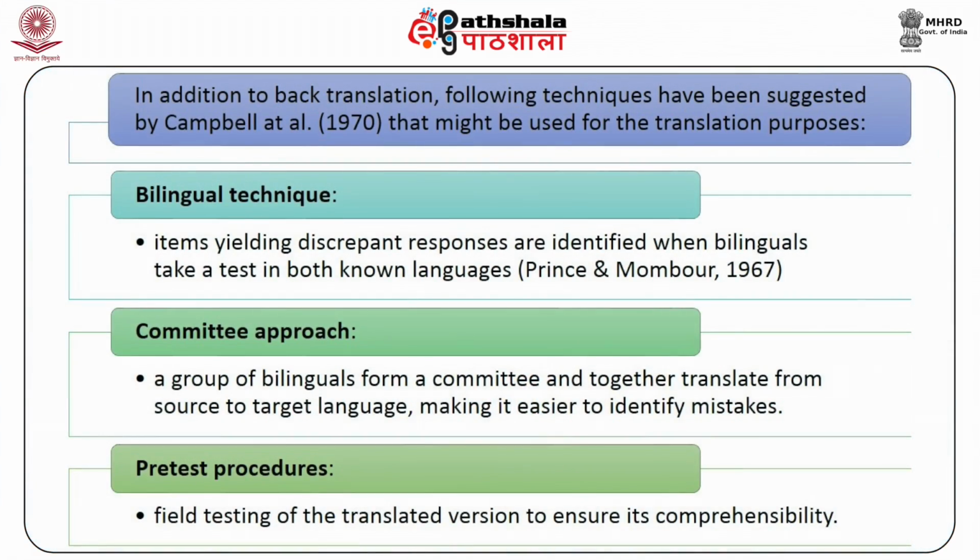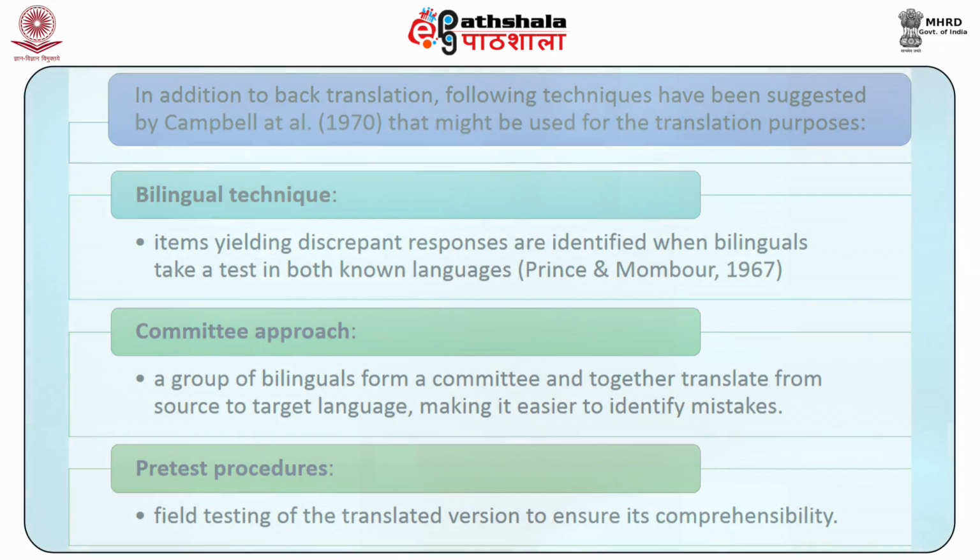In addition to back translation, the following techniques have been suggested by Campbell et al. in 1970 that might be used for translation purposes. 1. Bilingual technique: items yielding discrepant responses are identified when bilinguals take a test in both known languages, by Prince and Mombour in 1967. 2. Committee approach: a group of bilinguals form a committee and together translate from source to target language, making it easier to identify mistakes. 3. Pre-test procedures: field testing of the translated version to ensure its comprehensibility.